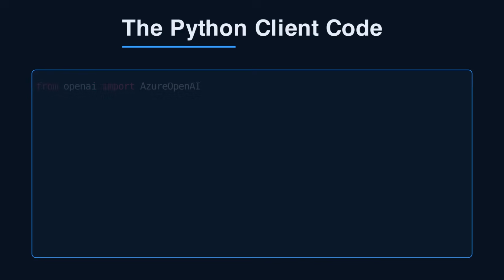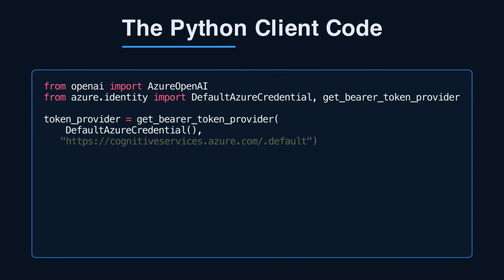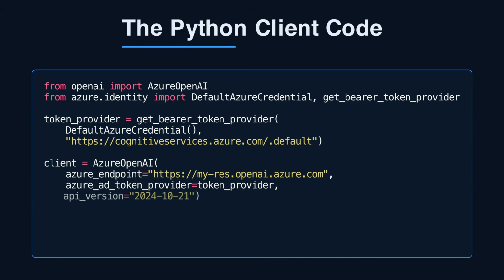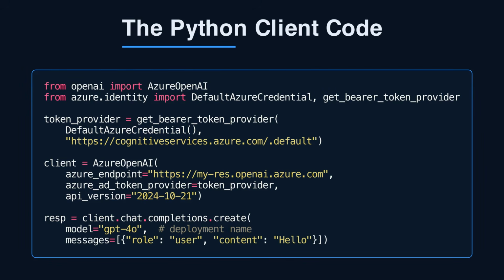Here's the code that ties it together using the official OpenAI package. Notice we pass a token provider built from DefaultAzureCredential, not a key. The endpoint is your resource URL, and the model argument is your deployment name, not the base model name. That last point trips people up constantly. The API version pins the contract, so set it explicitly and check the current docs for the latest stable value. From here, response.choices gives you the completion. This same client handles streaming and async with minor changes.